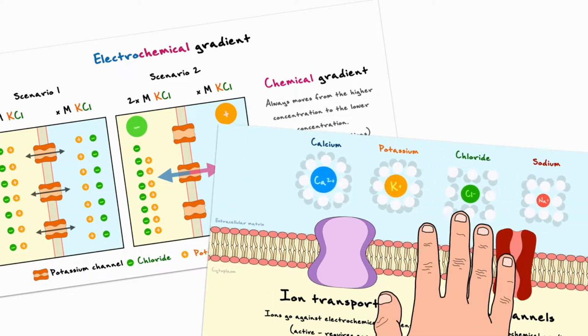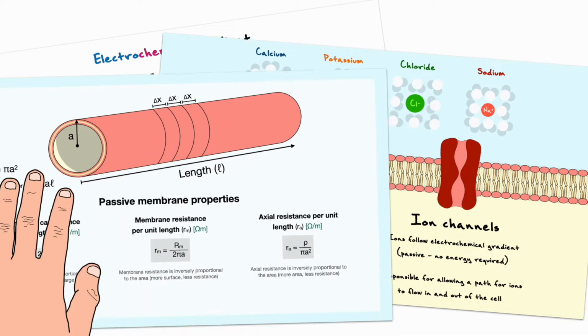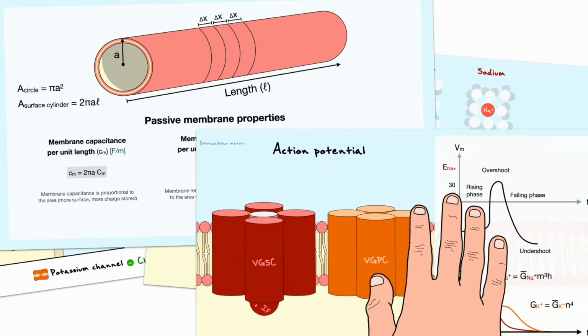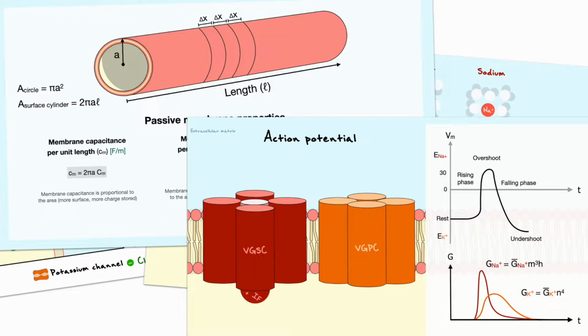In today's video, we will continue our conversation on the fundamental mechanisms of neurons. In the last video about signal propagation, we have covered important concepts such as the electrochemical gradient, ion channels and transporters, passive membrane properties, and the Hodgkin-Huxley model of the action potential, to name a few.